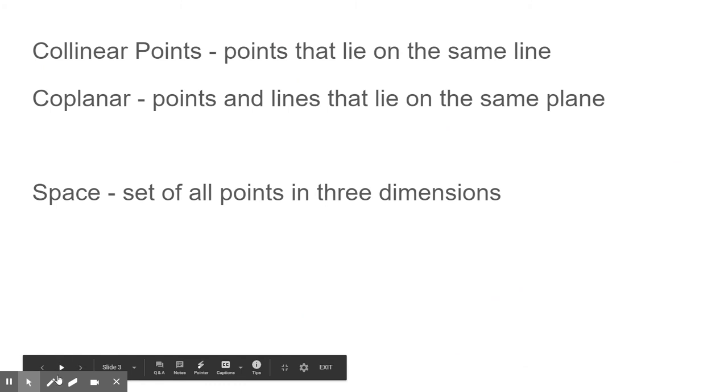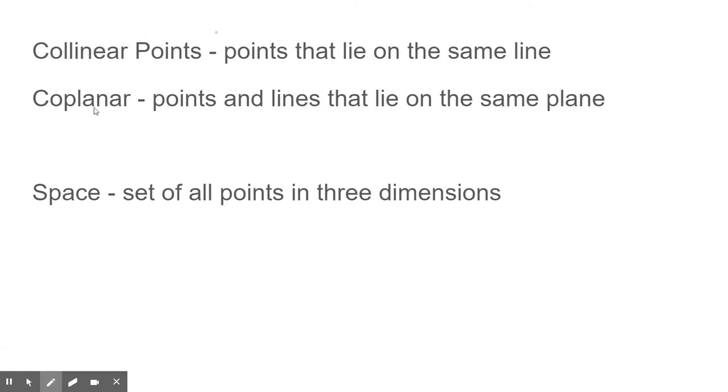Last slide in this set of notes, or this video here: collinear points and coplanar points. This prefix co means with, right? So think of cooperative learning: you're working together, learning together. When we talk about collinear points, that means points on the same line. This will be used often. They'll say collinear points, so you should be thinking about a line.